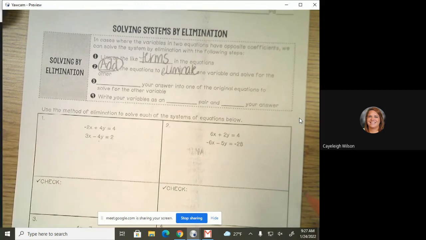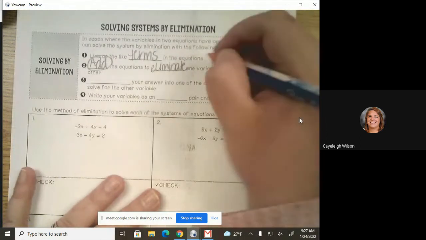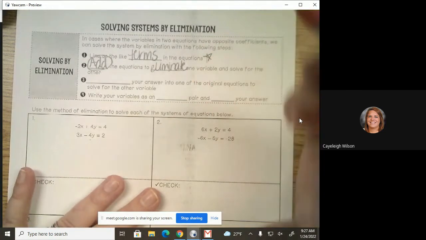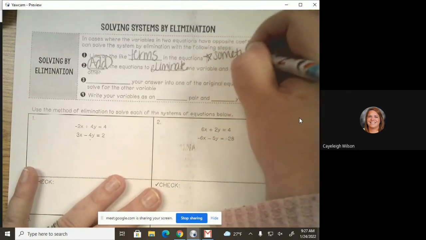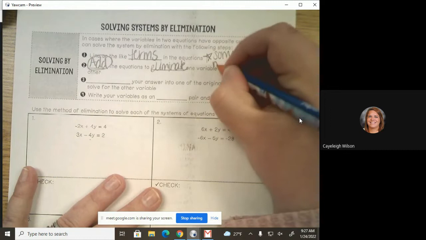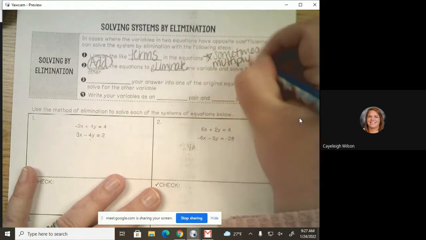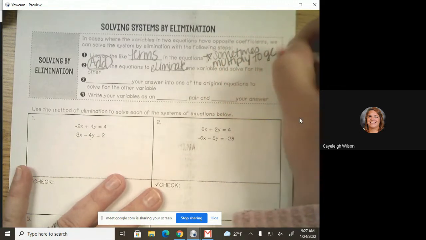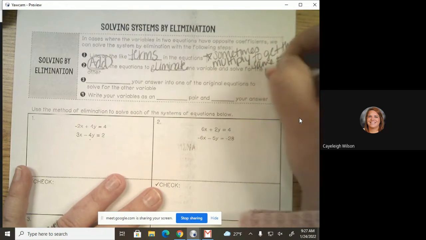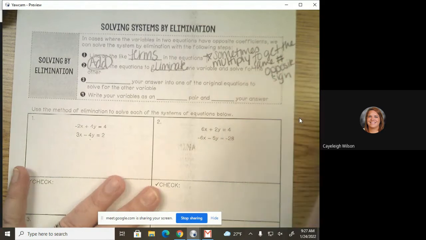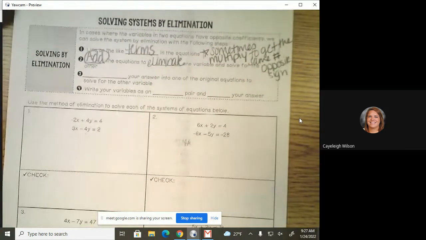Now, here's something that you have to make sure, and these notes leave this out: sometimes, and this is very important, you have to multiply to get the same number, opposite sign. I don't know why that leaves that out.